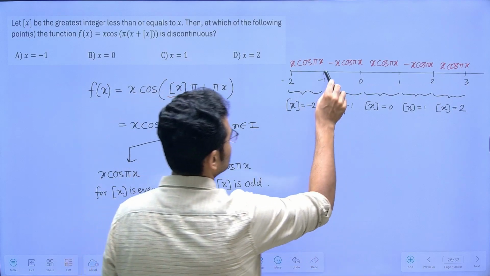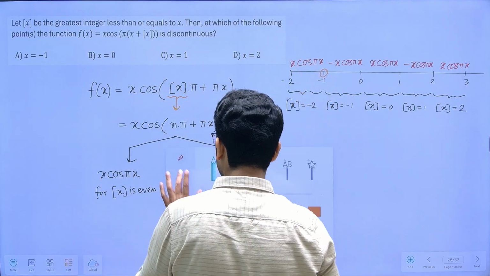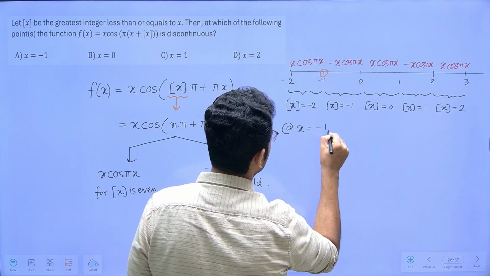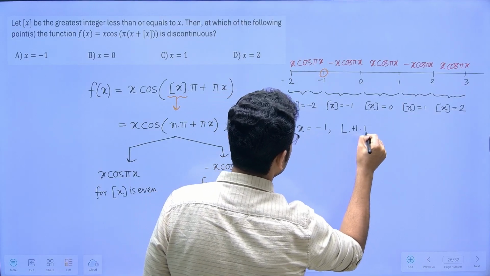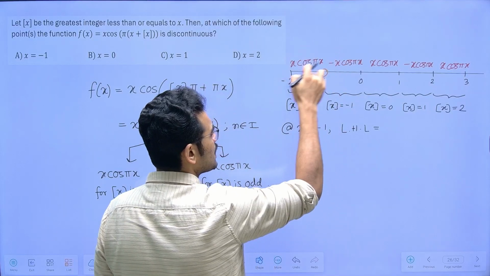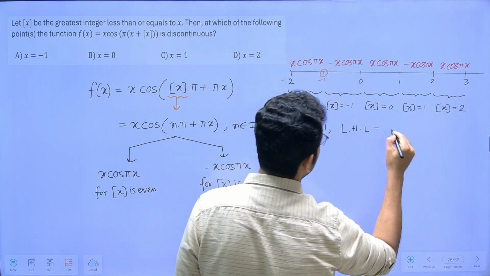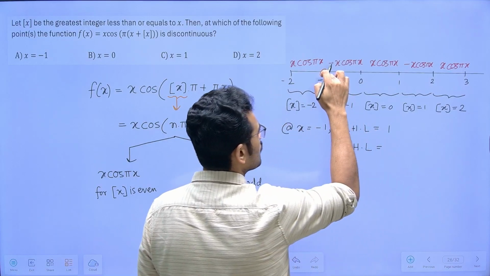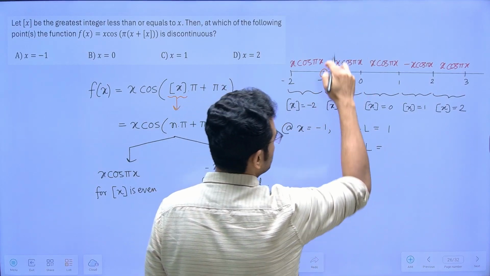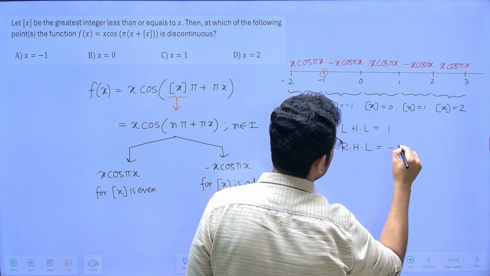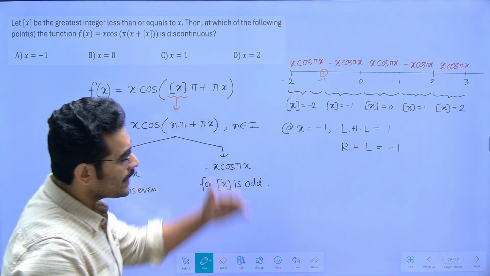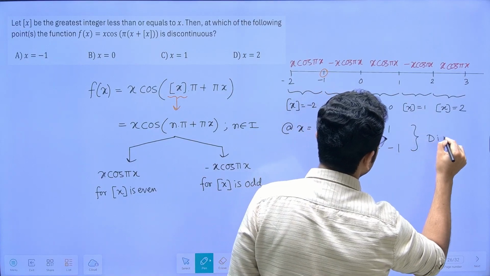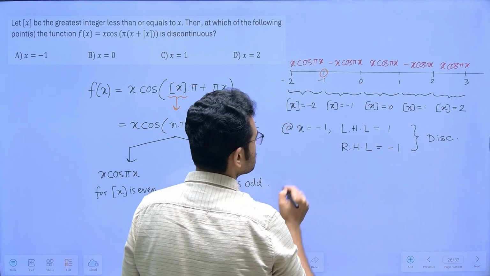Take an example, say -1. At x equal to -1, what is LHL? For LHL we have to put -1 in the left definition. If I put -1 here, the answer is 1. And for RHL you have to put -1 in the right-hand side definition. Here if you substitute -1, it will be just the negative of that. So LHL will not be equal to RHL. So it will be a point of discontinuity.